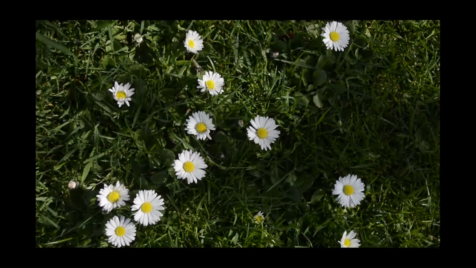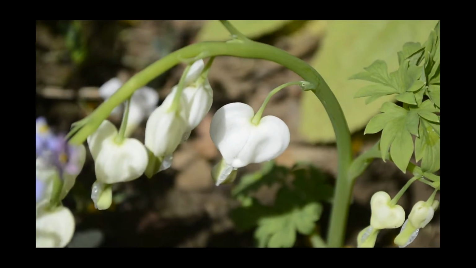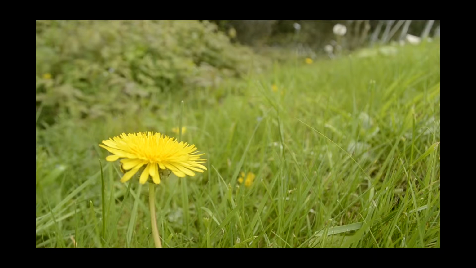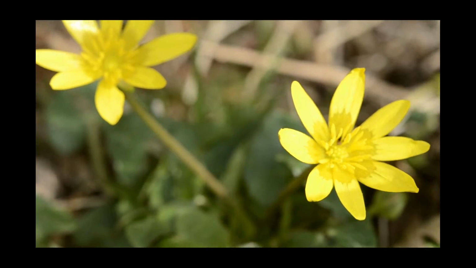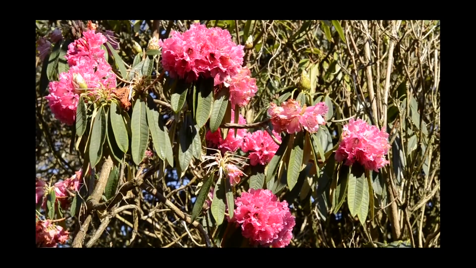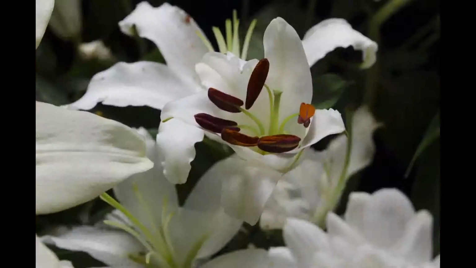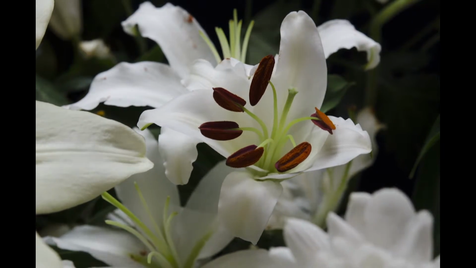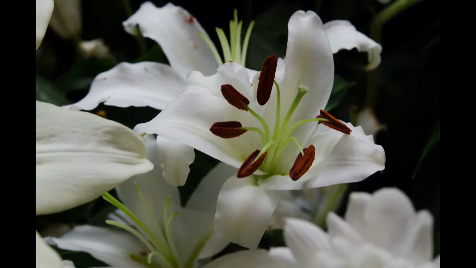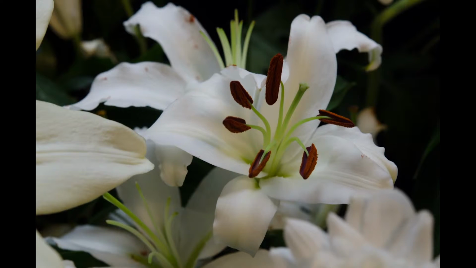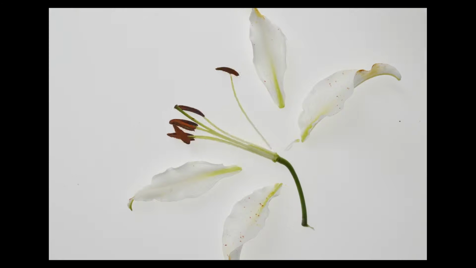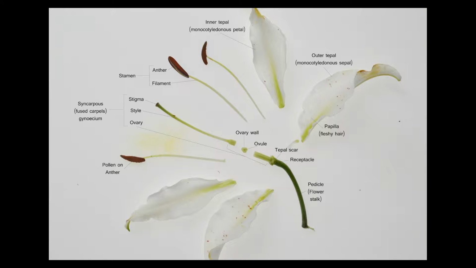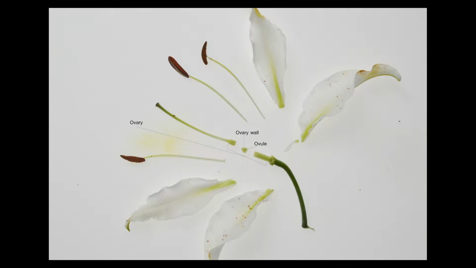There are over 300,000 known species of Angiosperms, which makes it the largest plant group on the planet. Angiosperms are flowering plants and come in many different shapes and sizes, but have the same fundamental structures when it comes to reproduction. This Lilium casablanca shows the typical structures of a flower, including the gynoecium, the female organs, and the androecium, the male organs.